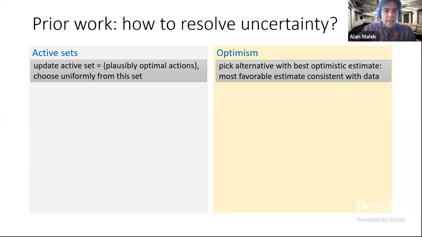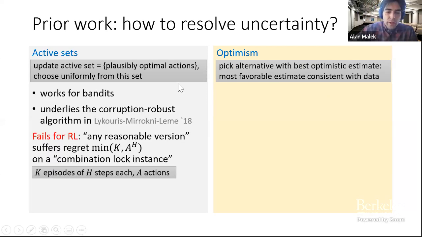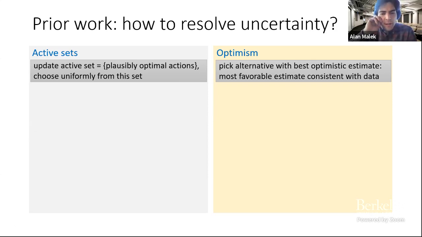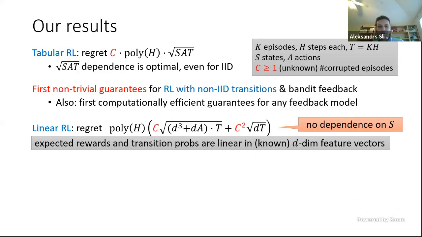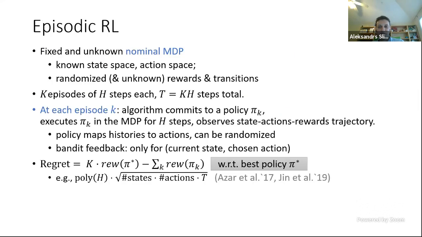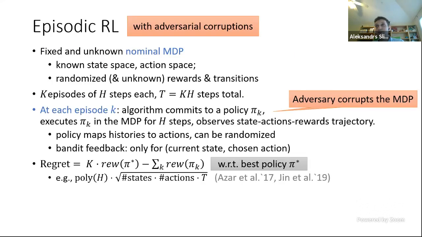I actually had one question as well. What exactly is the corruption model you're using? The adversary, in the beginning of each episode, can decide whether to corrupt this episode, and if it corrupts this episode, it can do it in an arbitrary way. It could corrupt rewards or transitions in an arbitrary way. And we only count the total number of corrupted episodes.